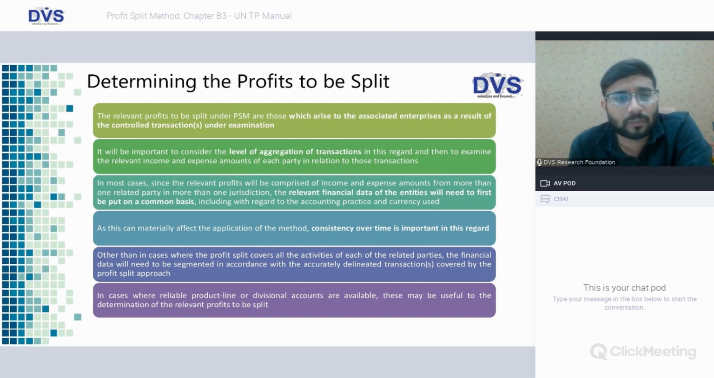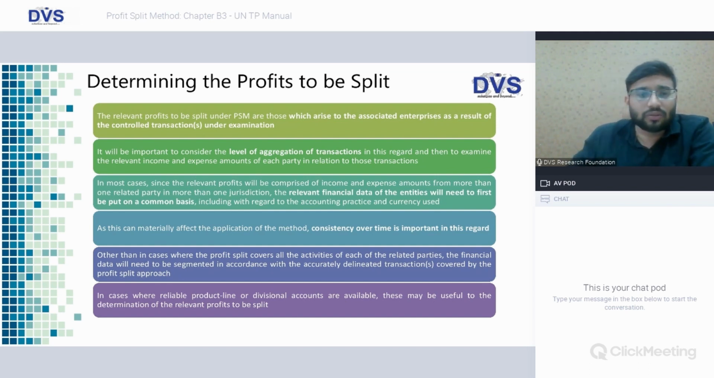Determining the profits to be split. The relevant profit to be split under PSM are those which arise as a result of the controlled transactions under examination. Level of aggregation of transactions in this regard would be important. So we need to confirm where we can consolidate all operations, where we can carve out those operations as a routine function. So this is very paramount, friends. What operations require profit split? What operations require a routine allocation of profit for particular functions? So this becomes paramount, friends. If this is not being done, as I said, splitting the entire 200 million in our example would have been difficult. But now when 20 million was already allocated, splitting 180 million was easy.